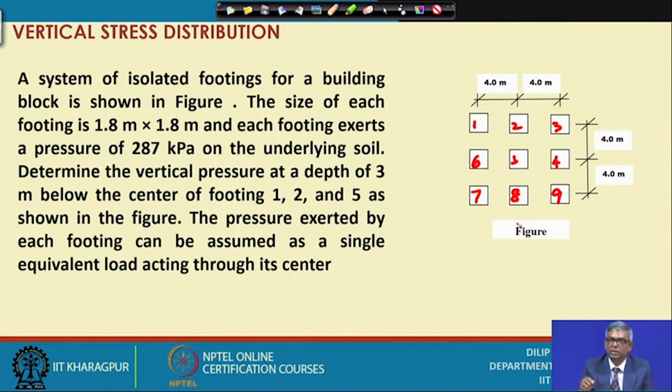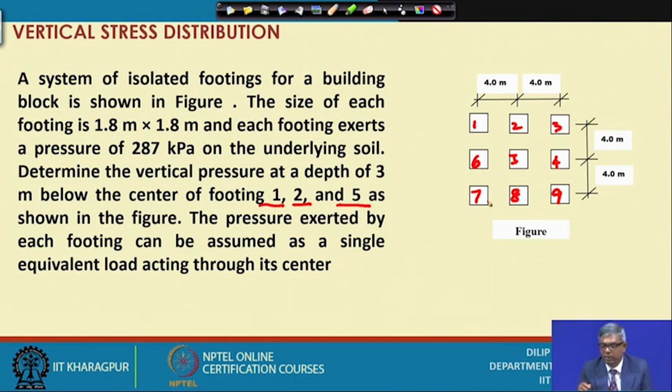Because of this loading, you can see all 9 footings are loaded. You have to find out the pressure below footings 1, 2 and 5. I will just show the application for below footing 5, and the rest of the things you can try yourself.